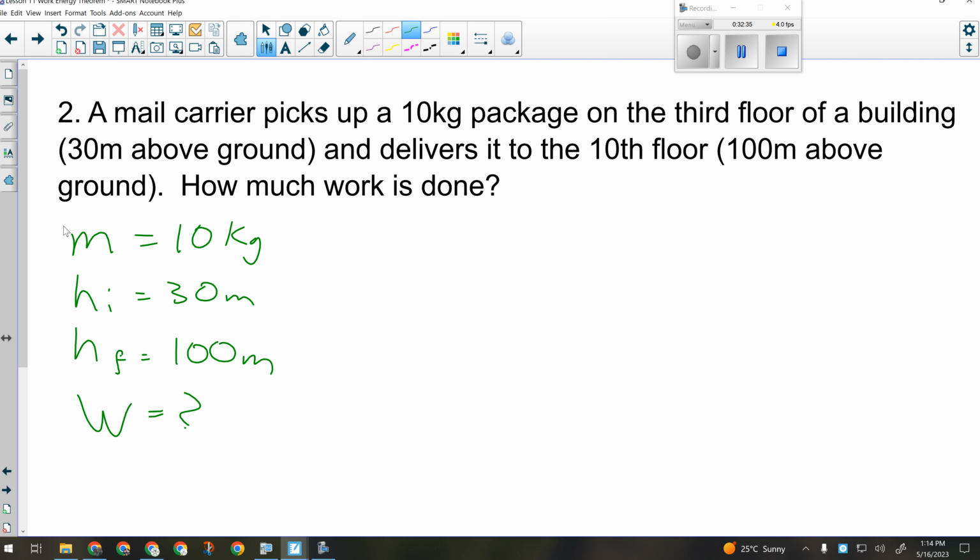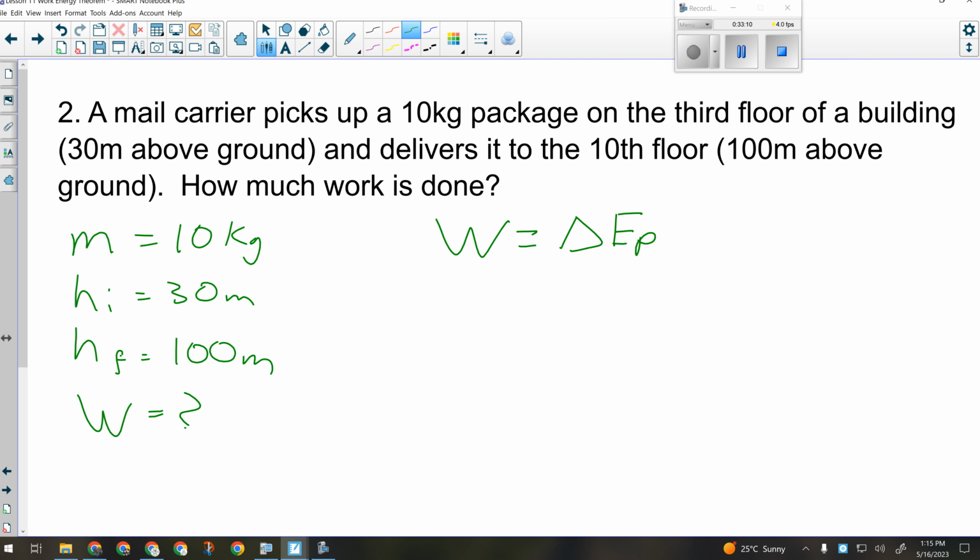All right. There's no mention of changing the speed of the package, is there? There are no speeds given in here. Since there are no speeds and a change in height, I have to assume that the work being done is changing what kind of energy? Not kinetic this time, it's potential. I know it's potential because it's getting higher off the ground, and it takes work to lift something. So I can say here that the work being done is causing a change in potential energy.